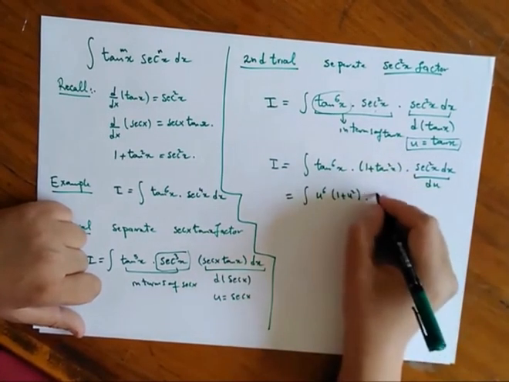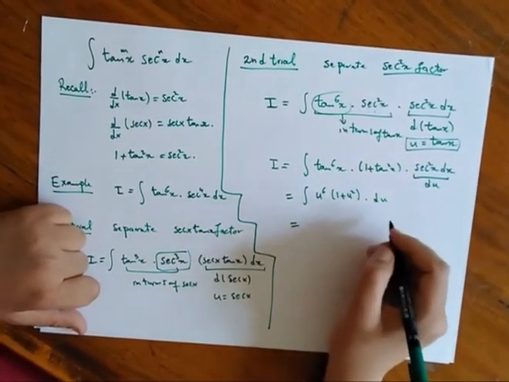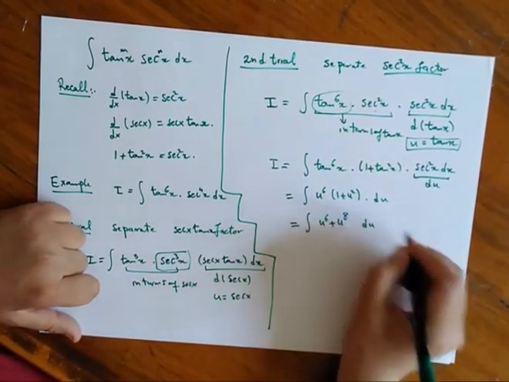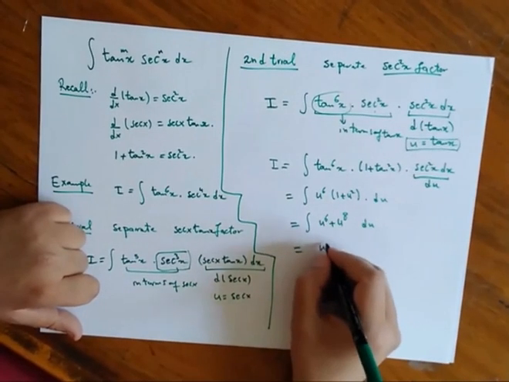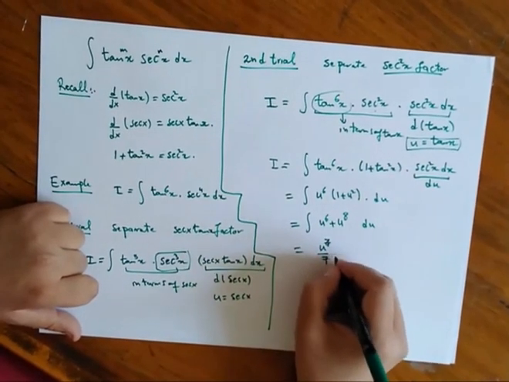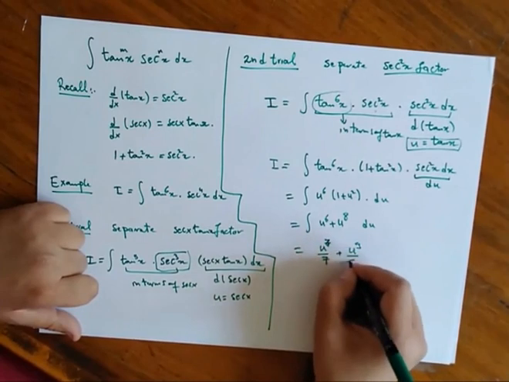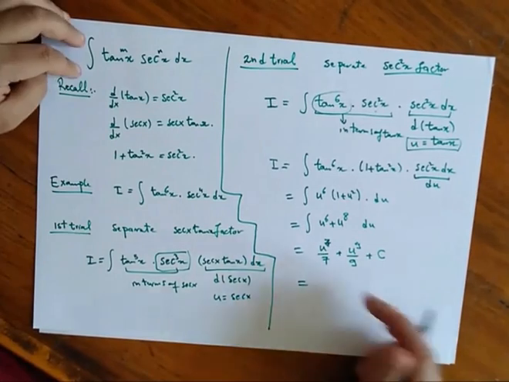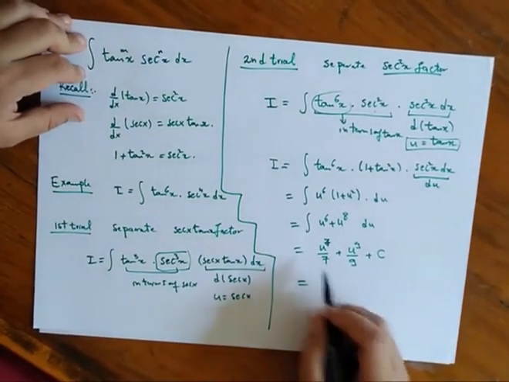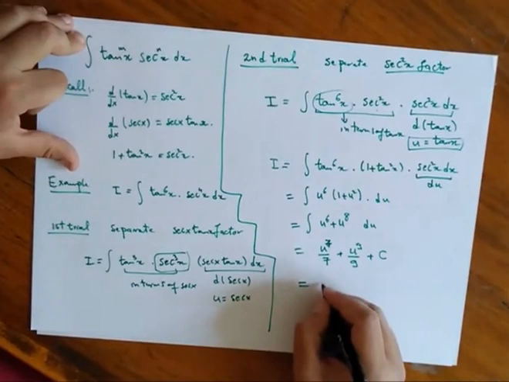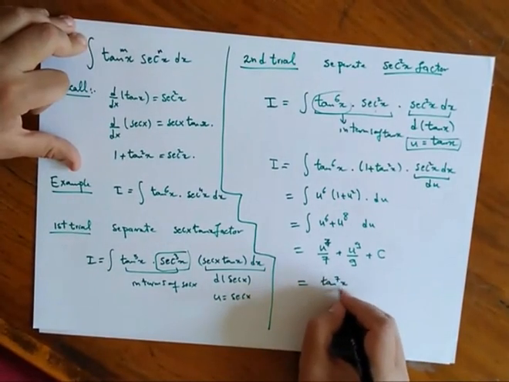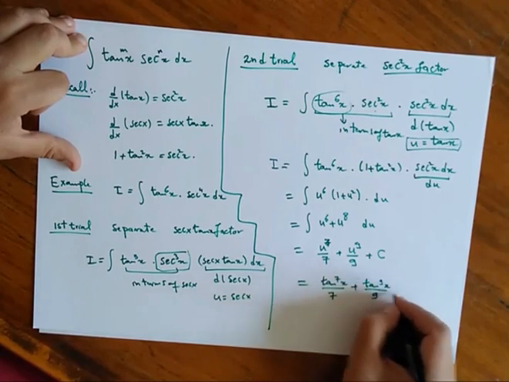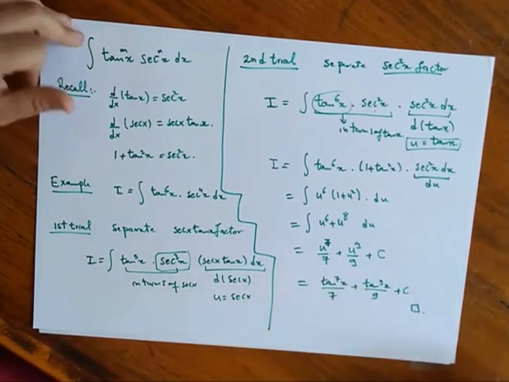This is now our du, and now our integral is easy to integrate. You have u to the power 6 plus u to the power 8 with respect to u. So we will have u to the power 7 over 7 plus u to the power 9 over 9 plus c, and then you have to rewrite everything in terms of x. You replace u by its value, which is tan x. So you will have tan to the power 7 over 7 plus tan to the power 9 over 9 plus c, and we are done.